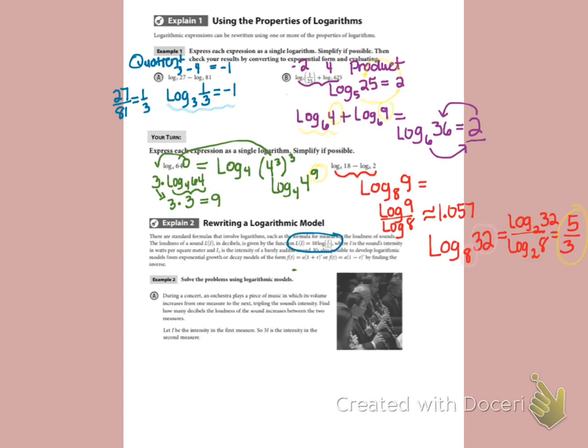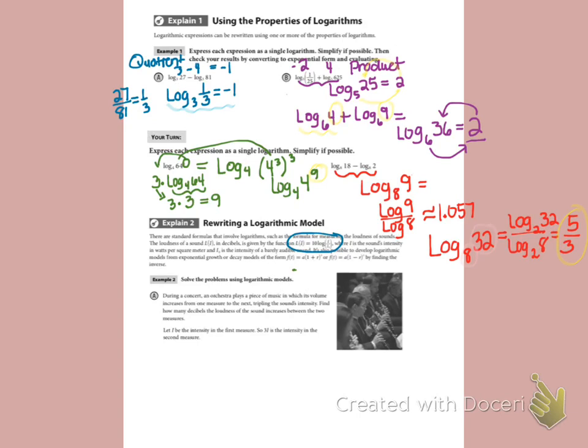It's also possible to develop logarithmic models from exponential growth or decay models, such as f of t is equal to a times 1 plus r to the t power. So those are the ones we've been looking at, like for say annual growth of money or something like that. Or the decay model, a times 1 minus r to the t power. And we can use these strategies and these properties to solve problems like that.